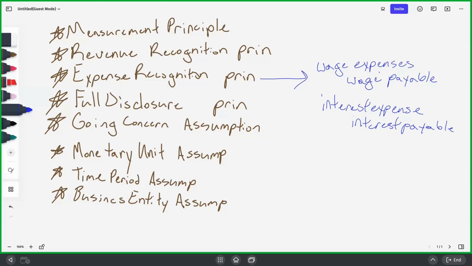Measurement principle. Now, that same next door neighbor gave me $100, said, I'm going to cut their lawn next week, but I'm not going to put revenue down on my financial statements yet. And instead, I'm going to put unearned revenue. Revenue recognition. Now, we'll say it's the opposite way though. I did that lawn and they haven't paid me yet. I'm expecting payment next week, but I recognize my service.